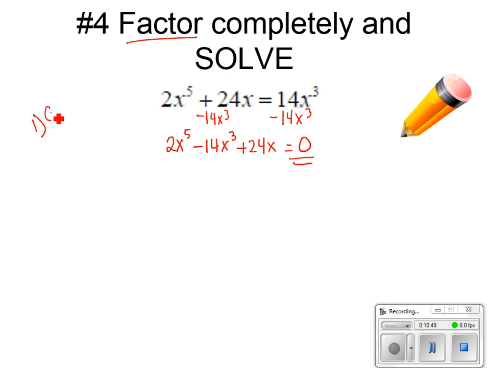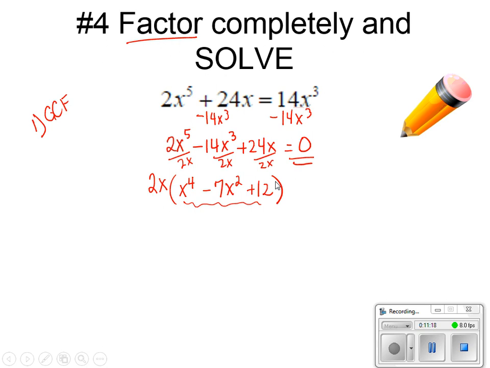First type of factoring I always want to check is greatest common factoring. Do they have anything in common? Yes, they do. They have a 2x in common. So I'm going to take a 2x out of each and every one of them. I will get x to the 4th minus 7x squared plus 12. Okay, now I'm going to see if I can factor this further.